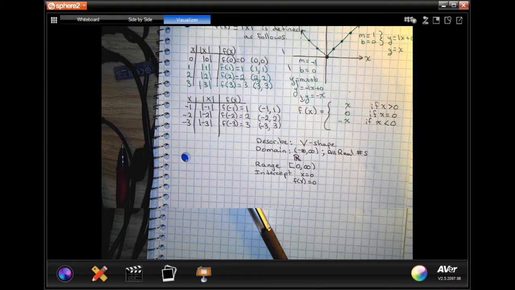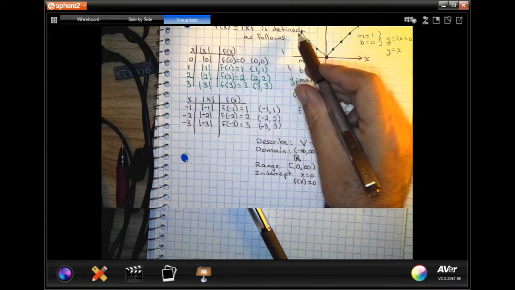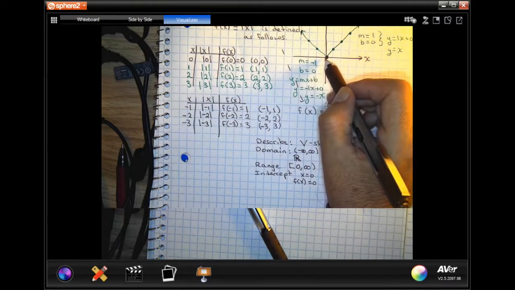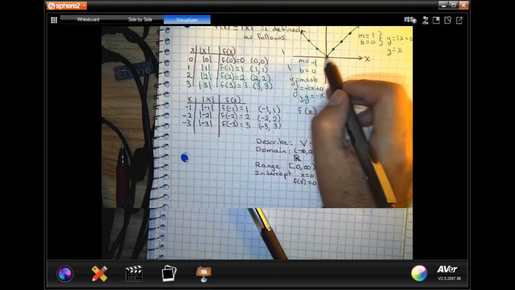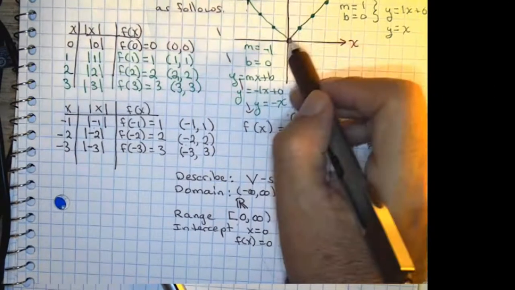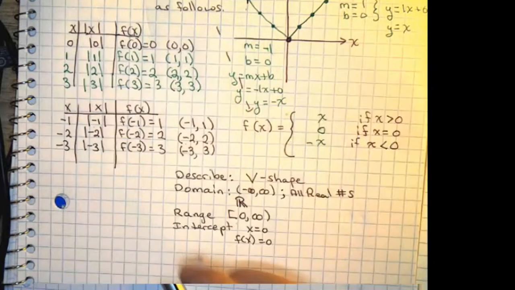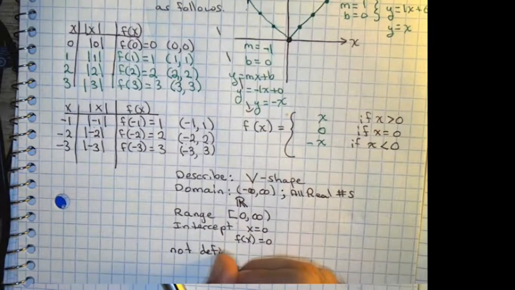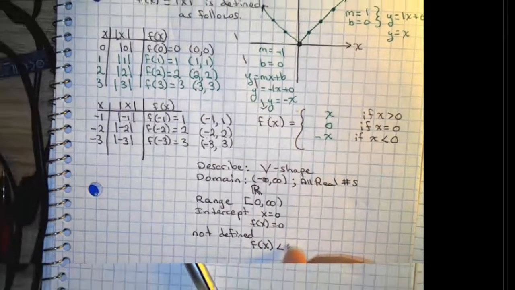Are there any points where the function does not exist? Well, if you notice, for any given x value, f of x is always going to be positive. So this graph is undefined at all the negative values. So we're going to say that this graph is not defined at f of x is less than 0.